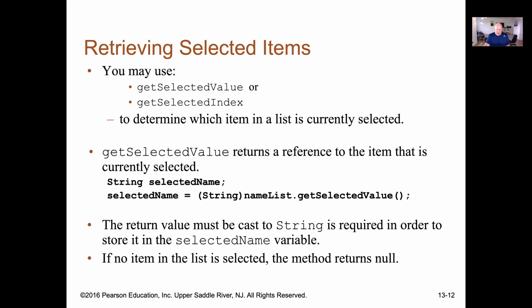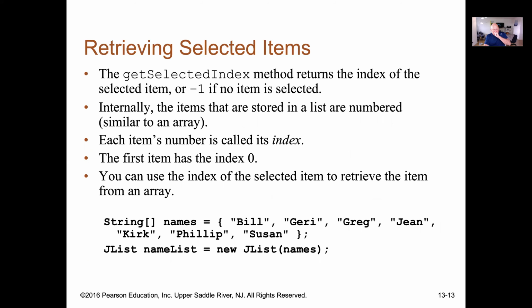So how do you retrieve selected items? You may use getSelectedValue or getSelectedIndex. getSelectedValue returns a reference to the item that is currently selected, and the return value must be cast to a String in order to store it in the selectedName variable. If no item in the list is selected, the method returns null. The getSelectedIndex method returns the index of the selected item, or -1 if no item is selected.